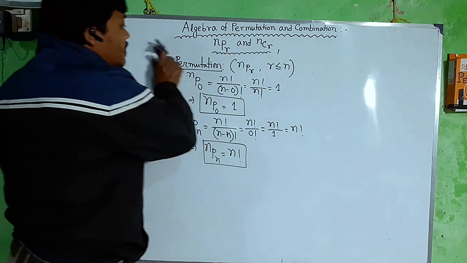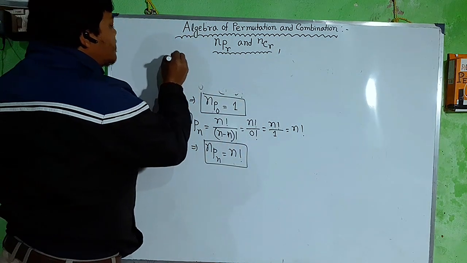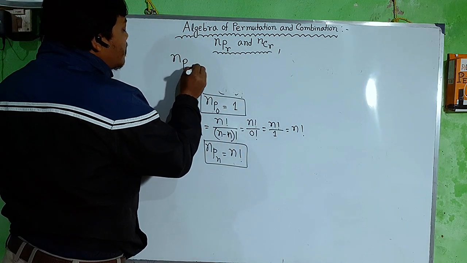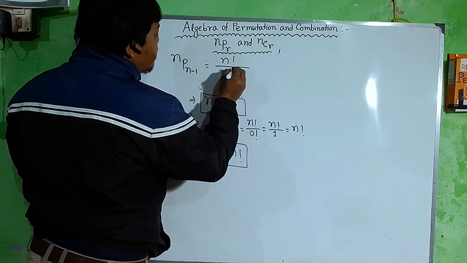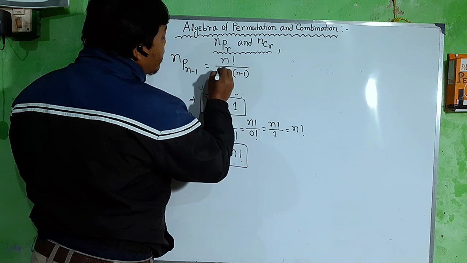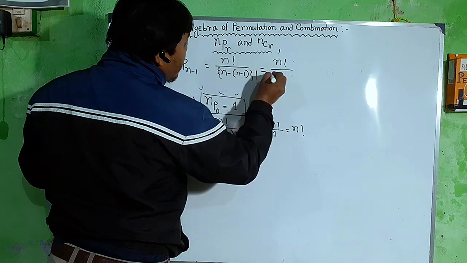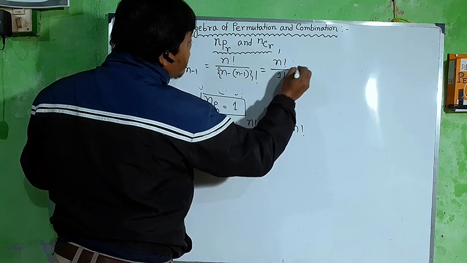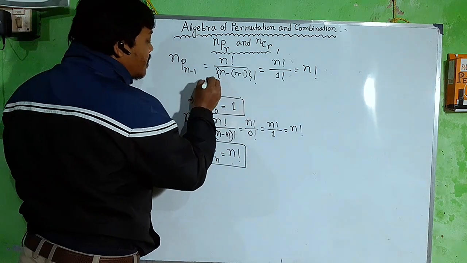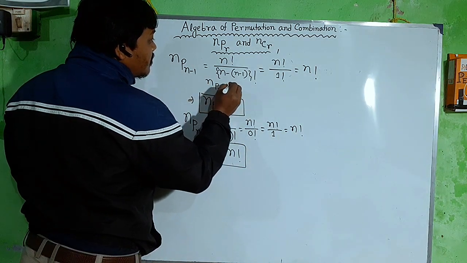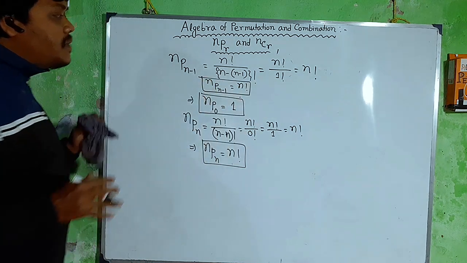Next, these are the calculations. You can easily calculate nP(n minus 1). You can write factorial n by factorial of n minus (n minus 1), so factorial n by 1 factorial. So that gives factorial n. So nP(n minus 1) equals factorial n.